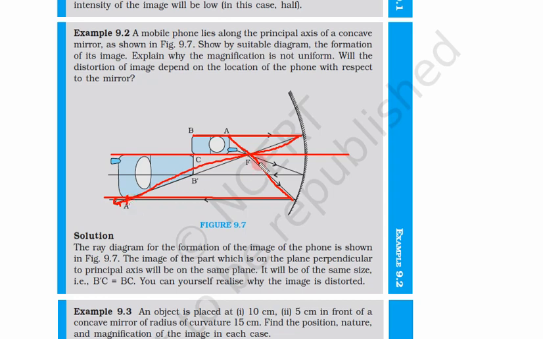But why is there this difference? This another ray which also passes through this focus point becomes parallel to this principal axis. But why is there this difference? So let us try to understand why there is this difference, or why this image is distorted.